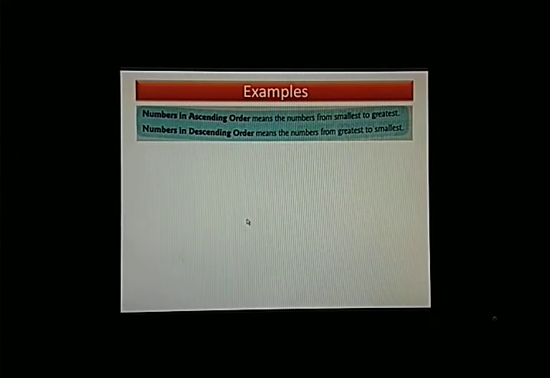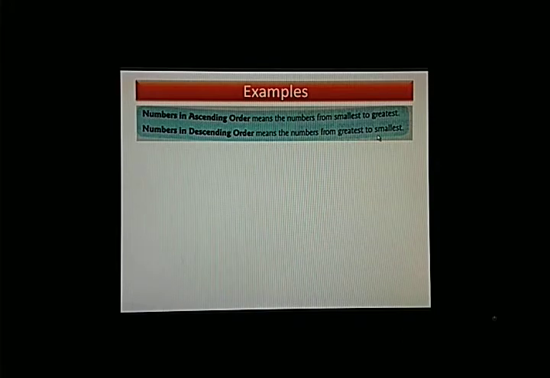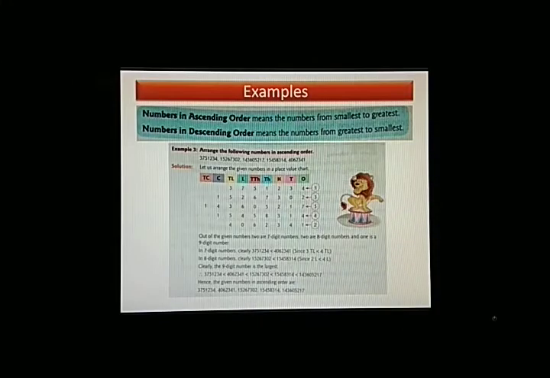Now moving on to the next example. Ascending order and descending order. We all know this. We have learned it in our smaller classes. What is ascending order? From the smallest to the greatest, and descending order is from the greatest to the smallest. Clear? So let us see this example.